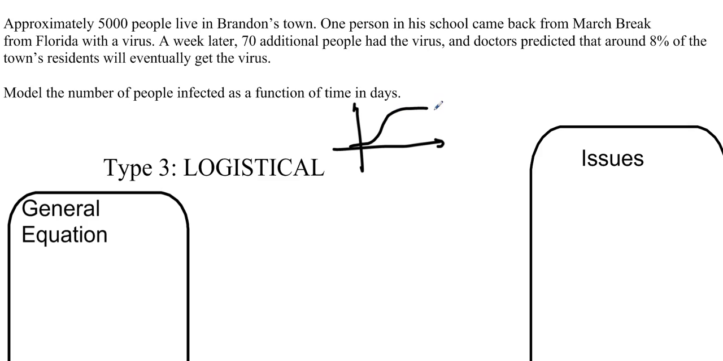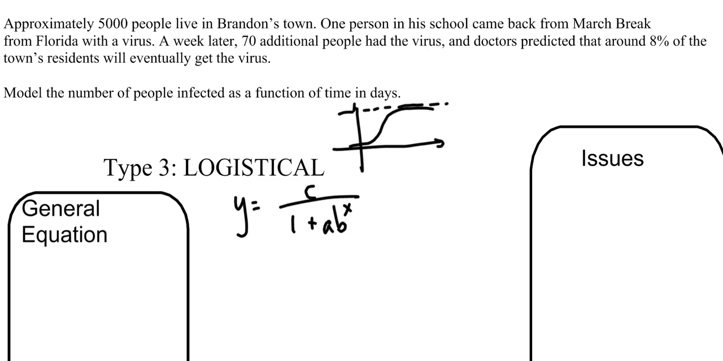So it looks like this, and it has a carrying capacity. So it actually has two asymptotes. It's got y equals 0 as its asymptote, and it's also got whatever the carrying capacity is as an asymptote. And it's a composition of functions. So the logistical function is y equals c over 1 plus ab to the x.